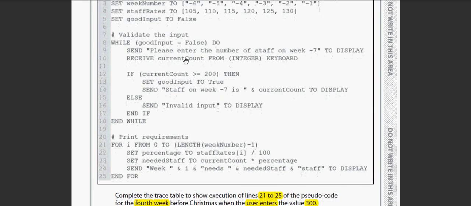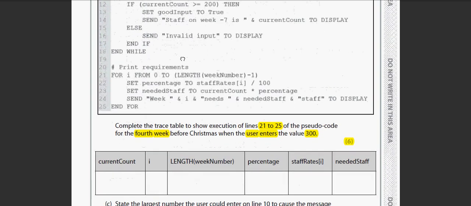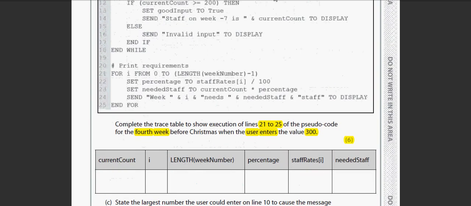So this is current count. Current count is entered as 300, so straightforward, current count is 300. If you're given some data within a trace table question, the chances are that data is a starting value for something. So next we have to look at the value of I. So we know we're in lines 21 to 24. I will talk through it again, even though I've done it before in the previous videos.